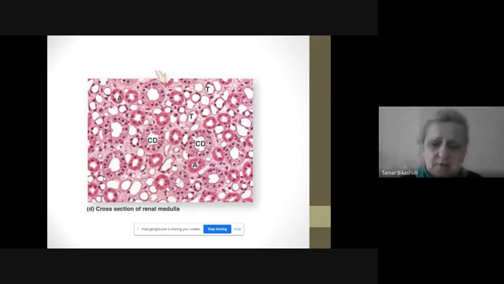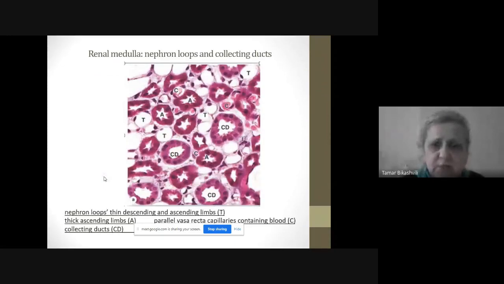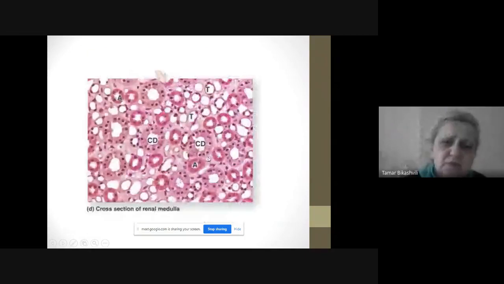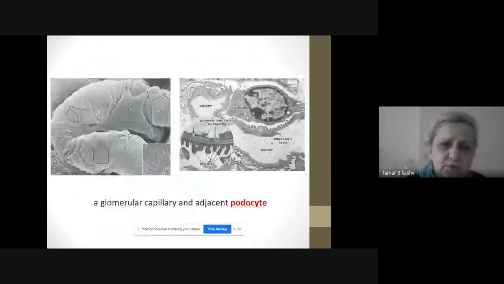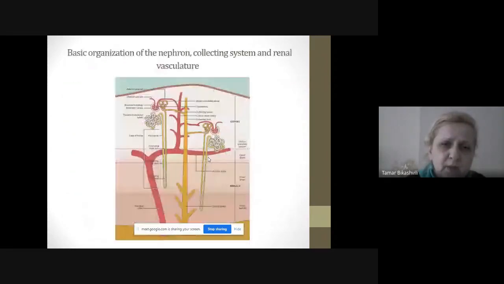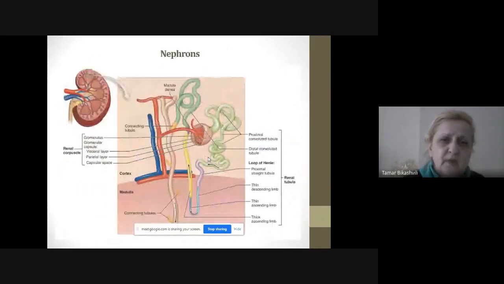An important part also here, I want to go back and show the thick ascending part. So which part is this? I'm going back now, sorry. Not this. Here. This thick distal straight part, this is the thick ascending limb.